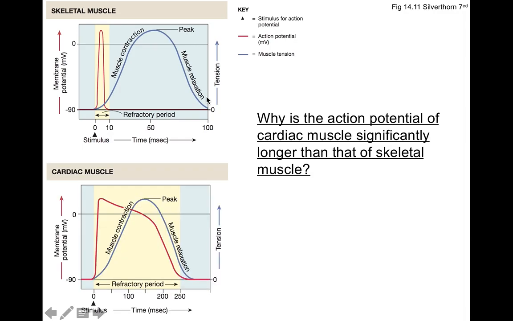Now if we look at the cardiac muscle cells, you can see the cardiac muscle action potential is long due to this plateau phase, and it's about as long as the contraction or the muscle tension phase. So this means you have a very long refractory period.